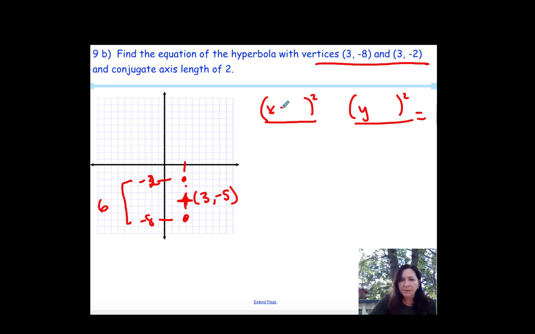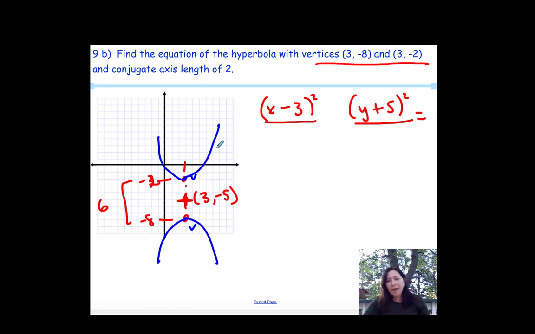So that means that we have x minus 3 and y plus 5. Now, because these are my vertices, my vertices are the values that hold my hyperbola. So that means that my hyperbola is going to do this and this. So in the y direction, I went up 3 and down 3, which means in the y direction, that's going to be 9. And because I'm going in the y direction up and down for my vertices, y is positive and x is negative.